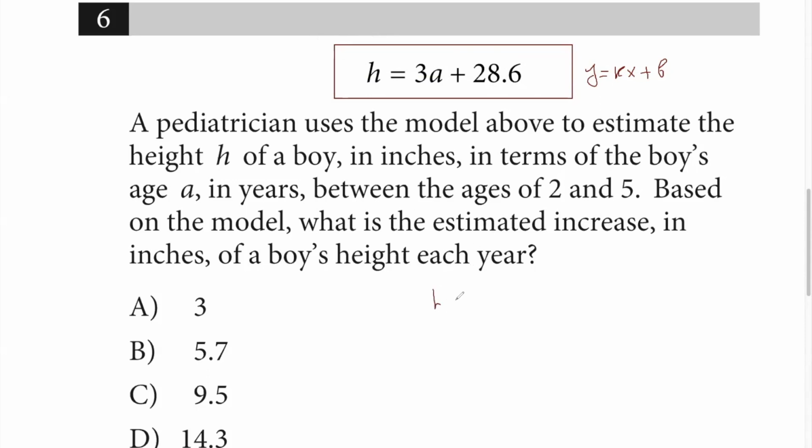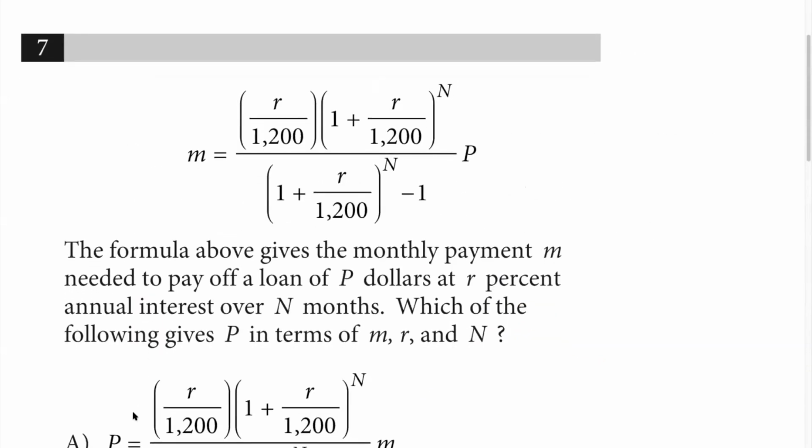They ask for the relation between h and a. If you increase a by 1 unit, h will increase by 3 units. That's the meaning of slope. We may even check: h is equal to 3 times 1 plus 28.6, and h is equal to 3 times 2 plus 28.6. The difference between them is only 3 here. The answer is A.